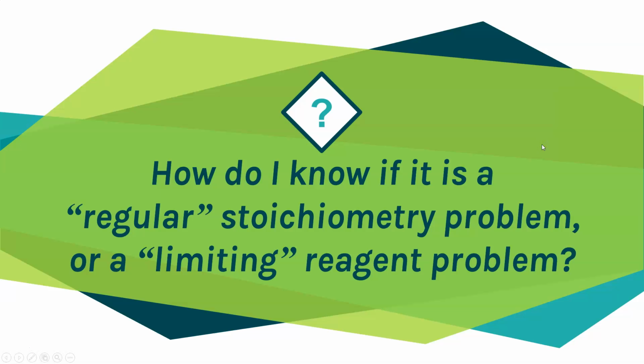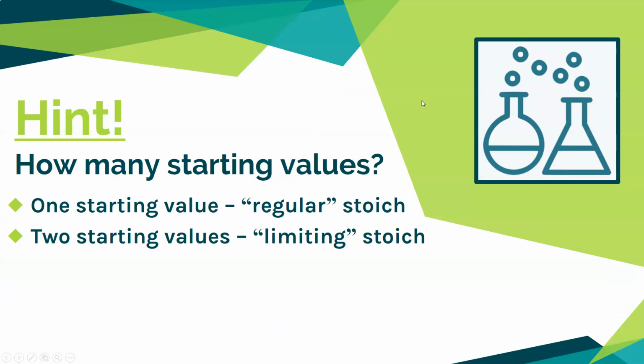So let's start with figuring out how do we know if it's a regular stoichiometry problem like we've been doing, or a limiting reagent problem. And the trick here is that you have to look at how many starting values you're given. If they only tell you one number to start with, then it's a normal stoich problem. But if they give you both starting values, if they tell you how much of each chemical you have, that's a limiting stoich problem. Because now you have to figure out which one will you run out of first. You're going to be limited in how much product you can make by whichever chemical you run out of first. Okay?